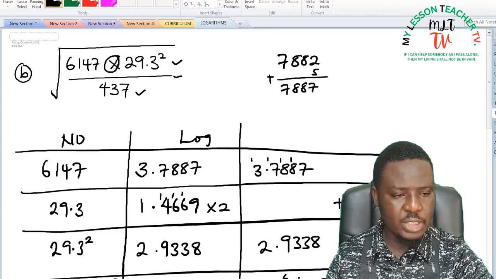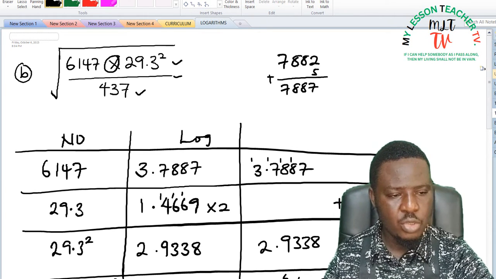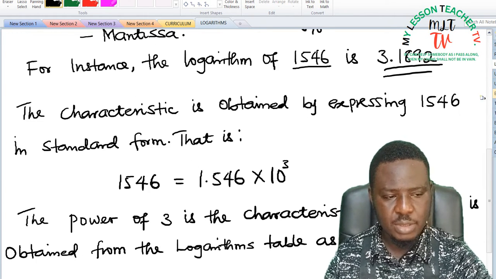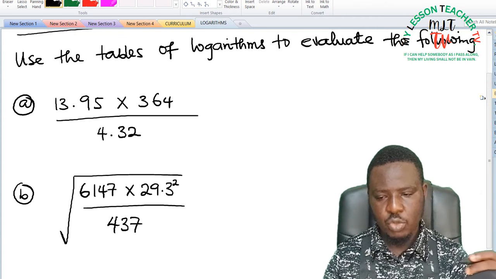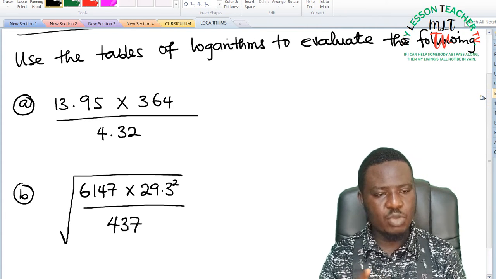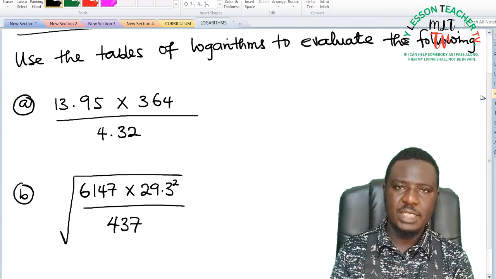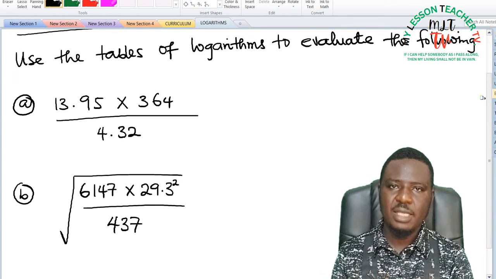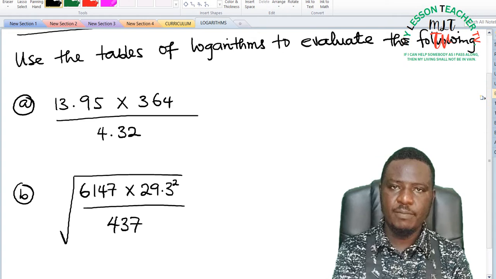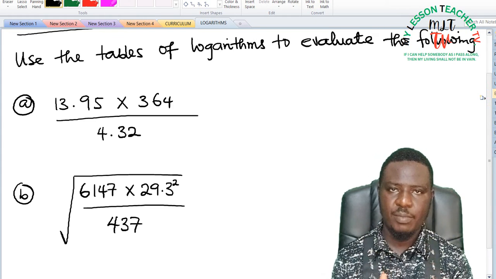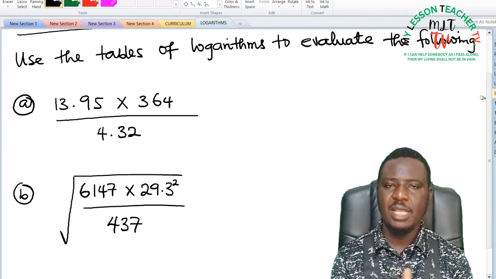But the question says we should evaluate using logarithms. I should use the tables of logarithm to evaluate the following. All I did was to convert each number to logarithm, solve them in terms of logarithms, and then convert them back to numbers.